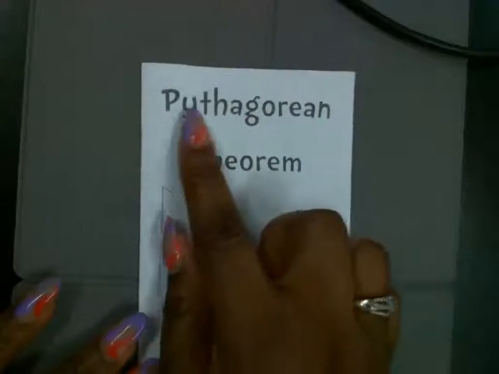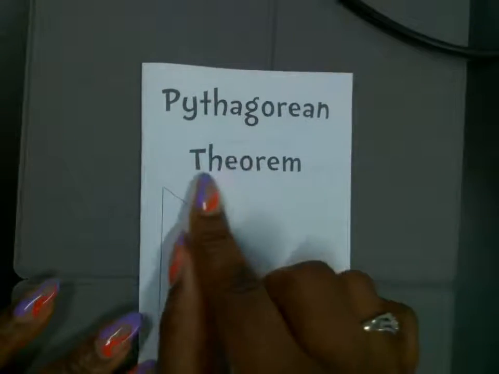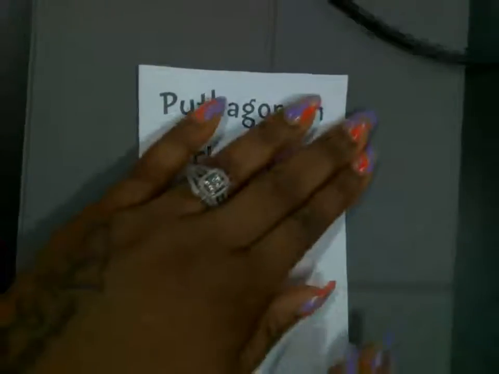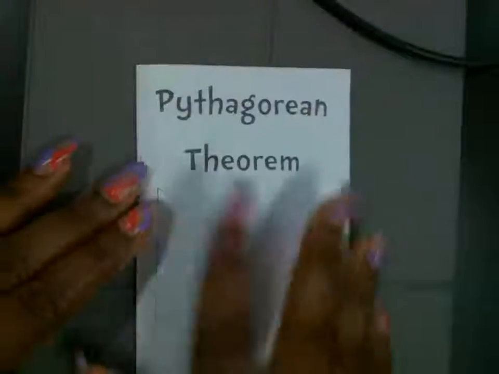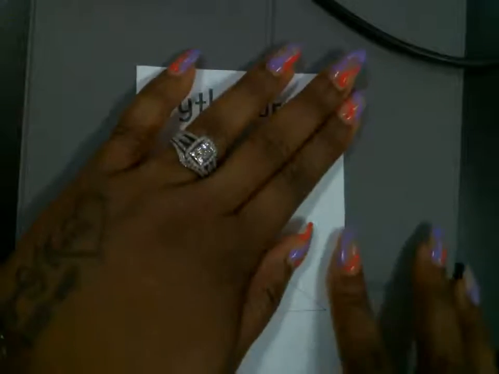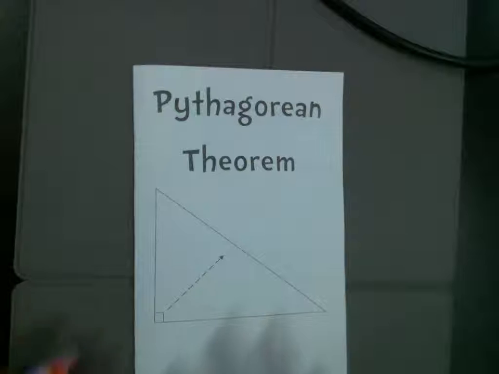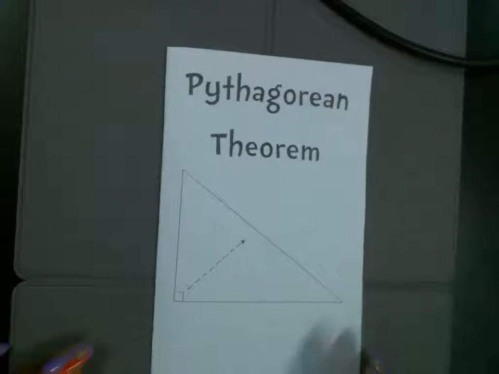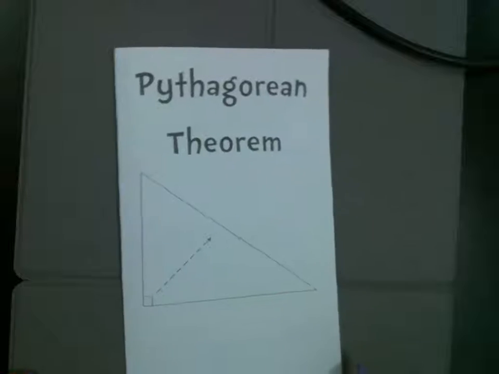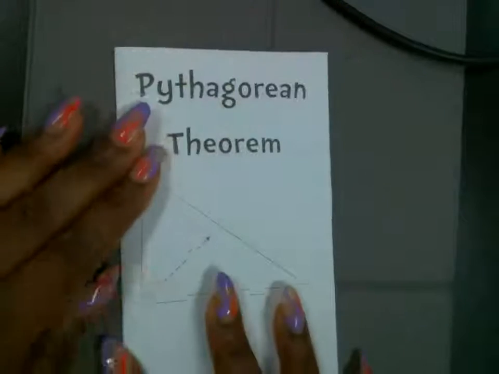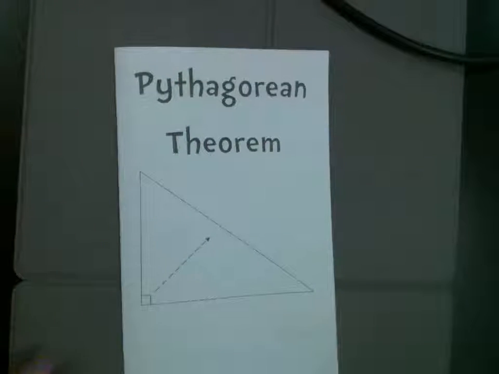And this is called the Pythagorean Theorem. Okay, and I'm going to explain. I'm going to try to be detailed without being too detailed, so that you can understand what this means and understand the formula a little bit better. And maybe solving the problems will make more sense to you if you fully understand the meaning.